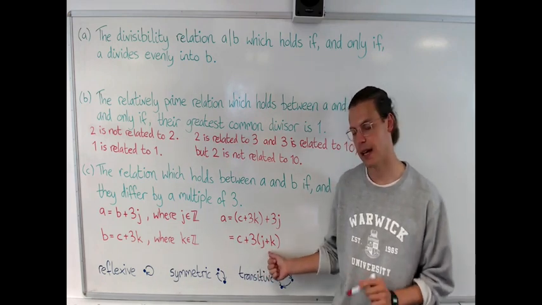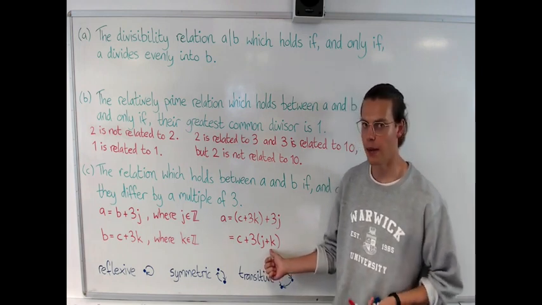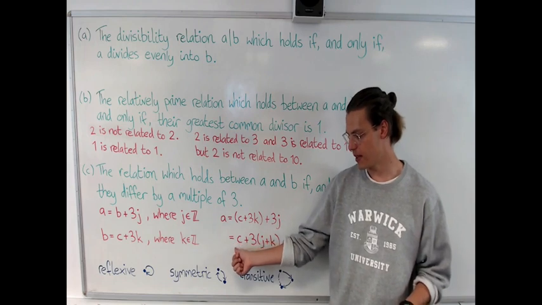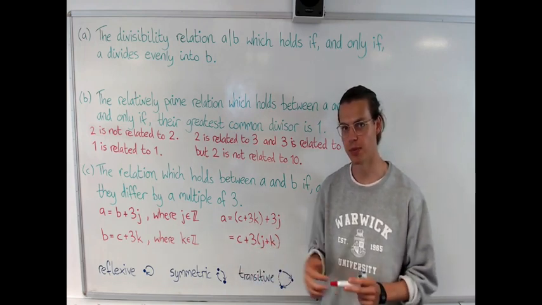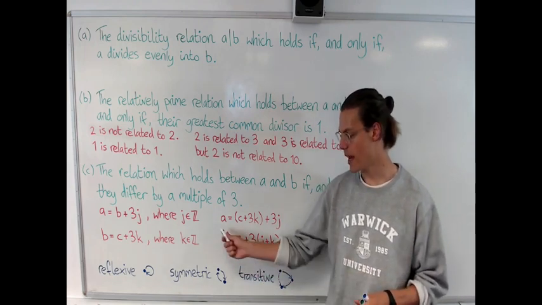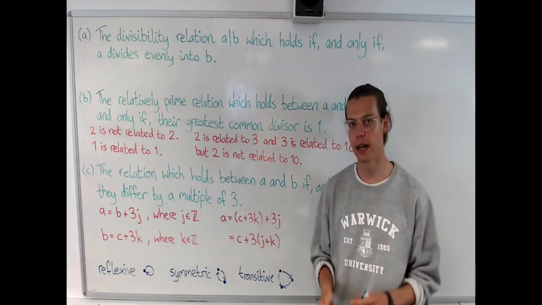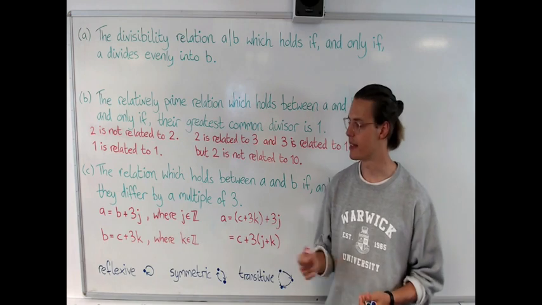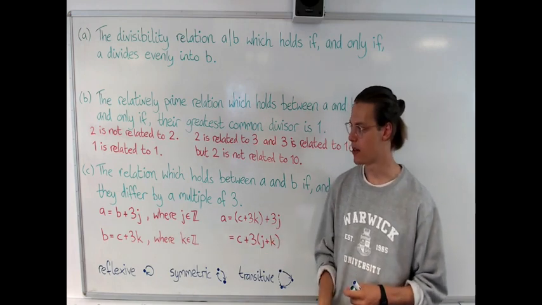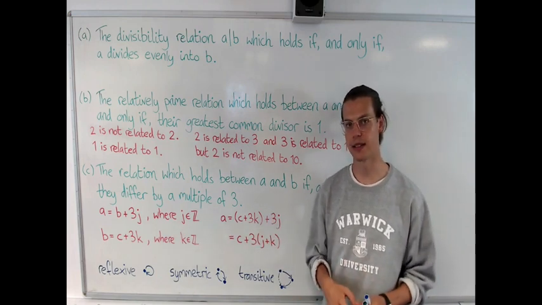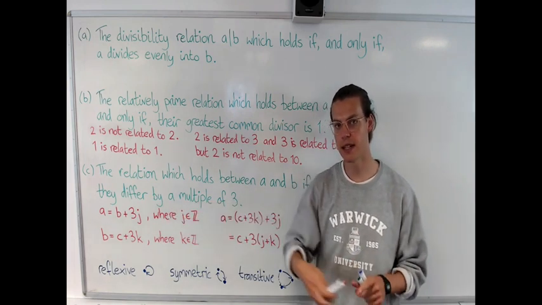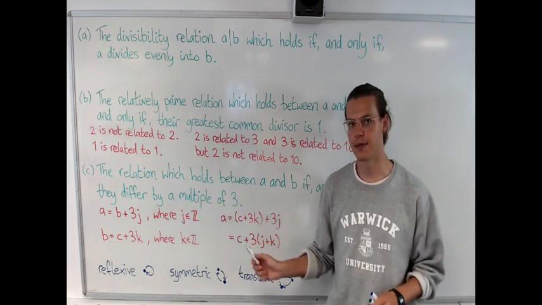Right? Since J and K are both integers, their sum will be an integer. And so this is C plus a multiple of 3. So A and C differ by a multiple of 3. So A is related to C. And so this relation is transitive. If A is related to B and B is related to C, then A is related to C.